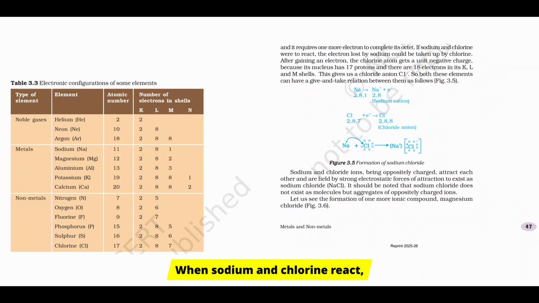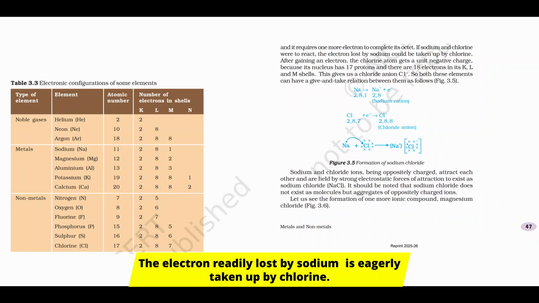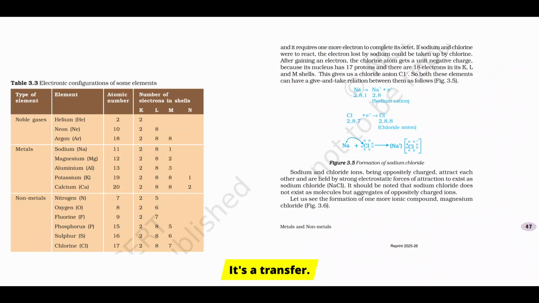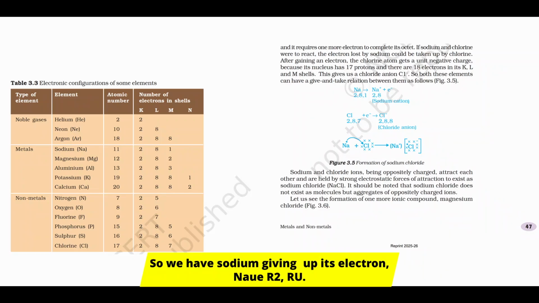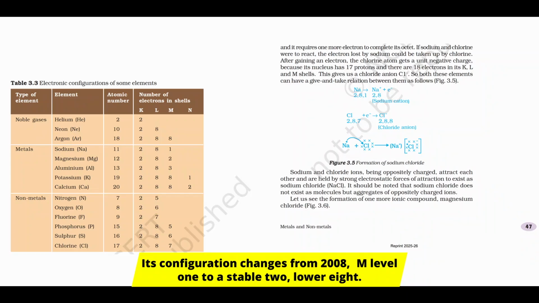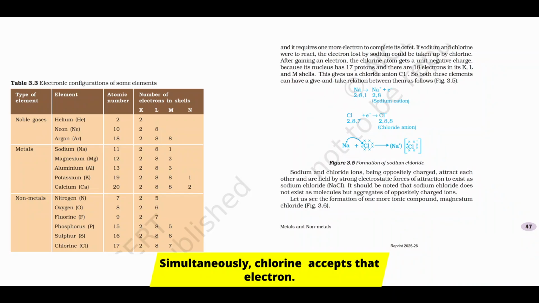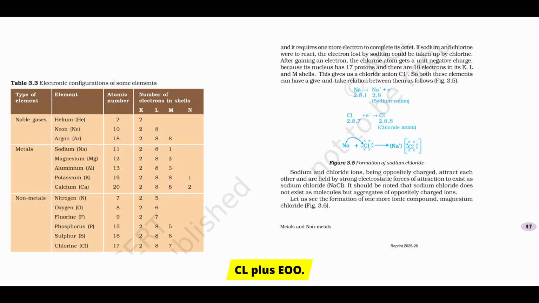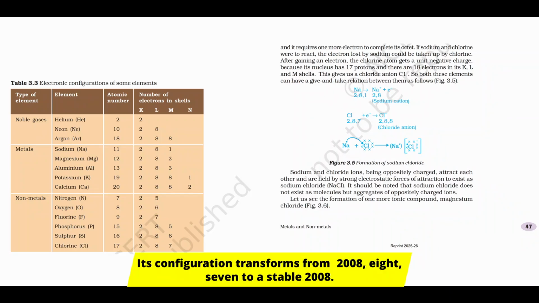When sodium and chlorine react, it's a perfect chemical match. The electron readily lost by sodium is eagerly taken up by chlorine. It's a transfer. So we have sodium giving up its electron, Na becomes Na+ plus e-. Its configuration changes from 2, 8, 1 to a stable 2, 8. Simultaneously, chlorine accepts that electron, Cl plus e- gives Cl-. Its configuration transforms from 2, 8, 7 to a stable 2, 8, 8. So sodium becomes Na+, chlorine becomes Cl-.